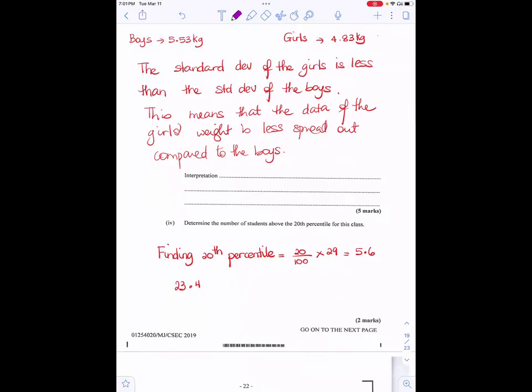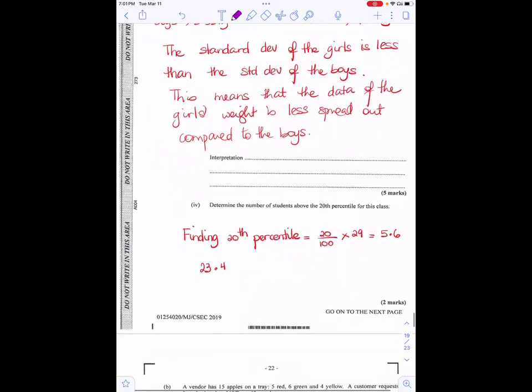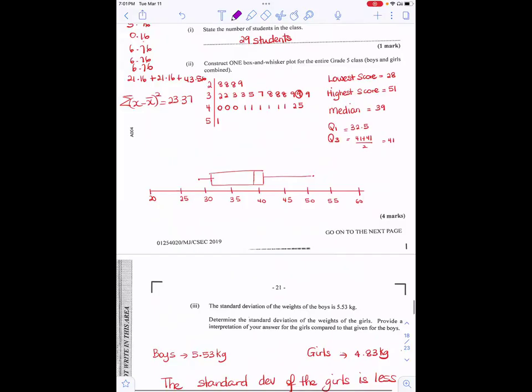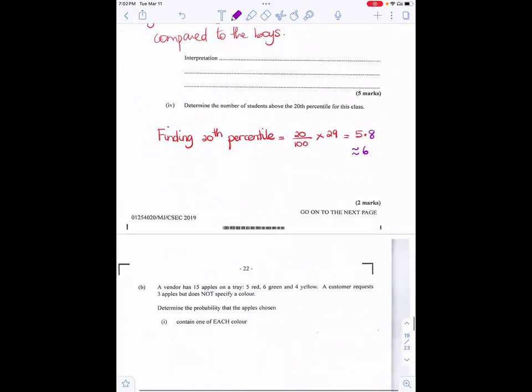Okay, no problem. So Shazad and Makaya, to find any percentile, 50th to the 70th, any percentile, you put that number over 100 and you multiply it by the number of students. They didn't specify, it wasn't gender specific, so the number of students is 29. This would have given us 5.8, which is approximately 6. So they want the number of students in the 20th percentile, so we had to order the numbers: 28, 28, 28, 29. So that is the 4th number there.